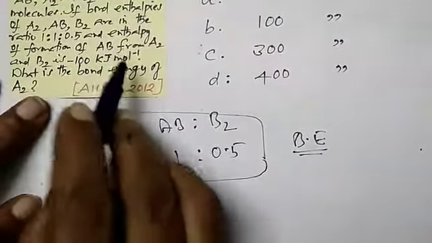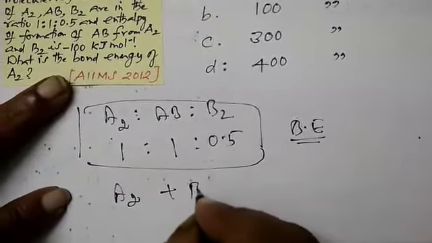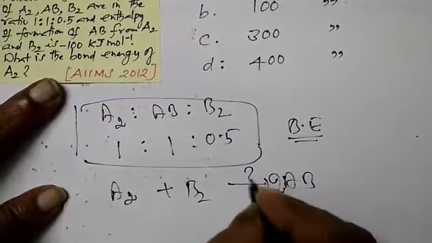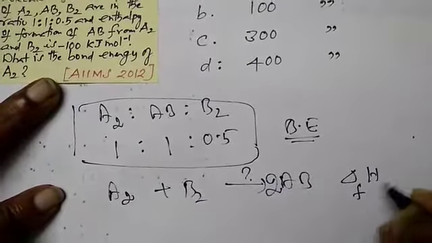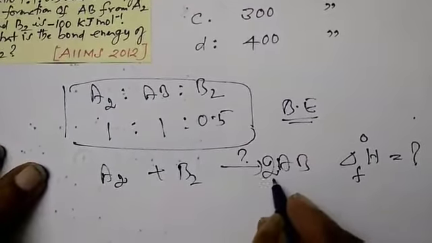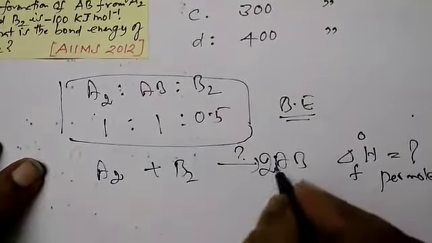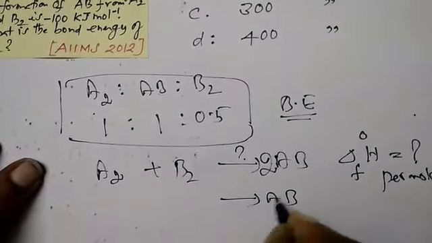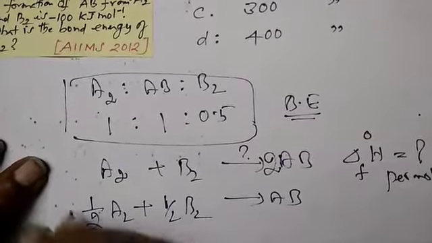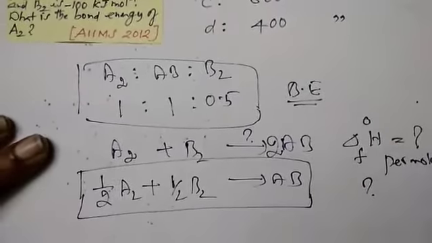Then the formation of AB from A2 plus B2 gives AB. Stoichiometry is what they are asking. We can call it the standard enthalpy of formation. What is given is for 2 moles. What is the rule? You have to calculate per mole. So I want to get this as 1 mole: half of A2 plus half of B2. Now this is ready. This is what we want. Okay, now let us fix it.